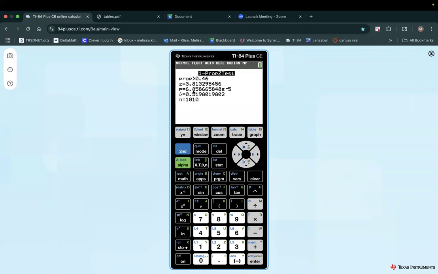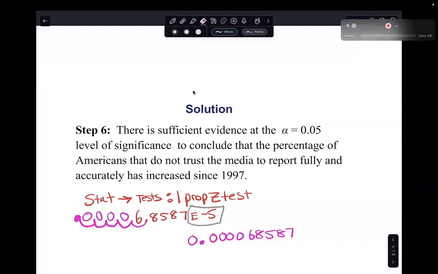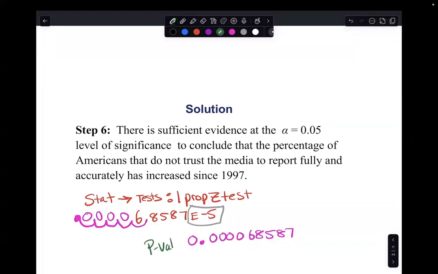But in this case, I'm going to pop back over. This number right here, this is our p-value. This p-value is definitely smaller than our alpha of 0.05. Since that value is smaller than our alpha, we would reject the null hypothesis, because that is smaller than 0.05 by a lot.